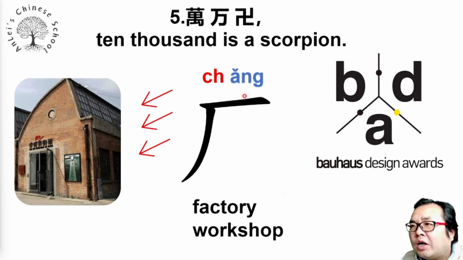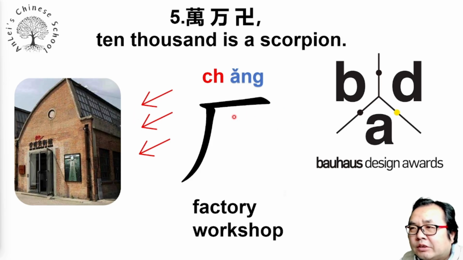厂, 制糖厂, factory workshop. In the 1950s, during the Cold War, the former Soviet Union helped China build some factories that were designed by East Germany. It's called the Bauhaus-style factory. The glass window was on this side. The sunshine would go in this way.